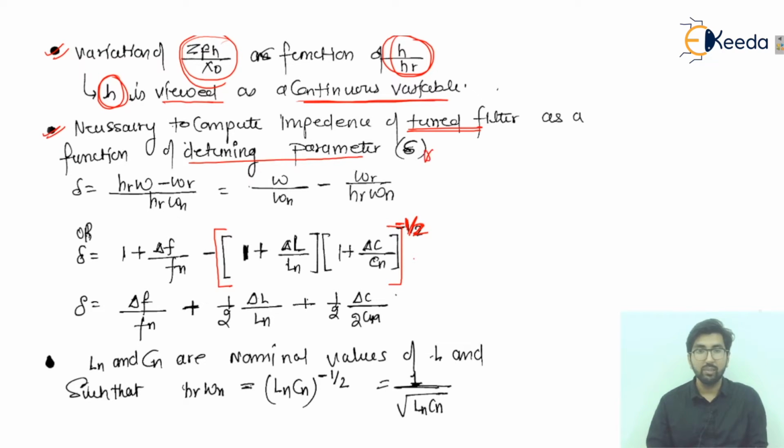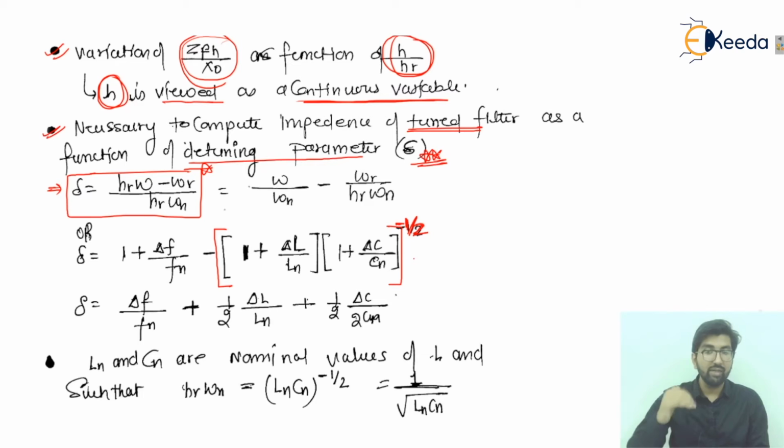I'm marking a star, so please remember this. This is called the detuning parameter, and it is represented the same way as we were using in the resonance chapter. Its value you have to remember and memorize: hr omega minus omega r upon hr omega n. When you divide separately, you get omega upon omega naught minus omega r upon hr omega n.